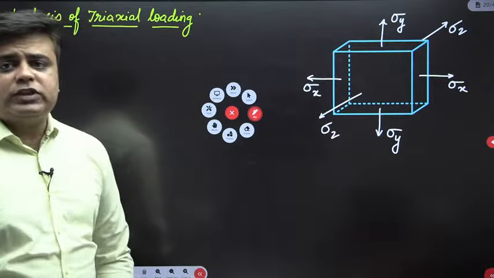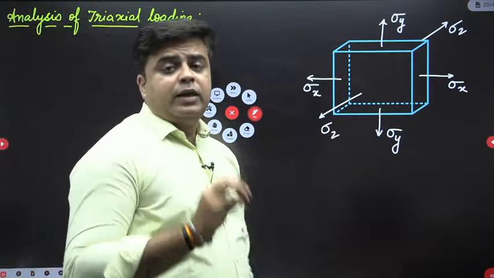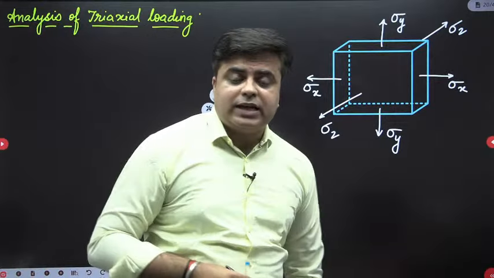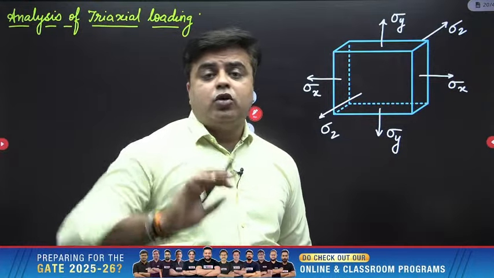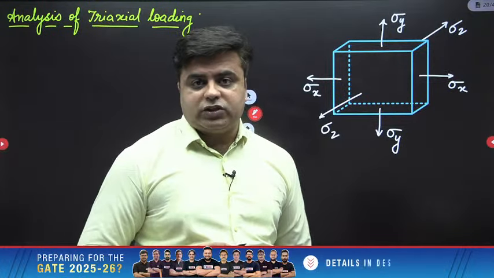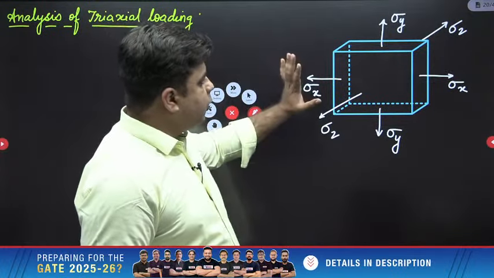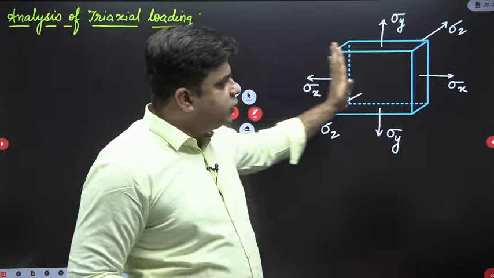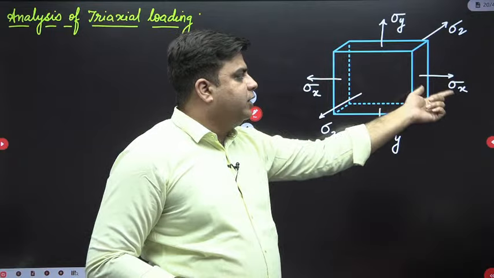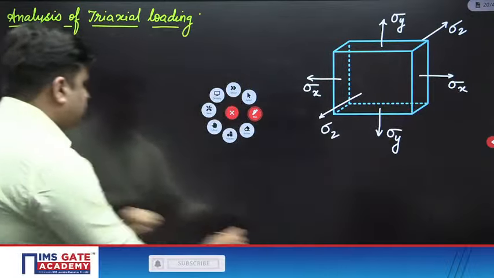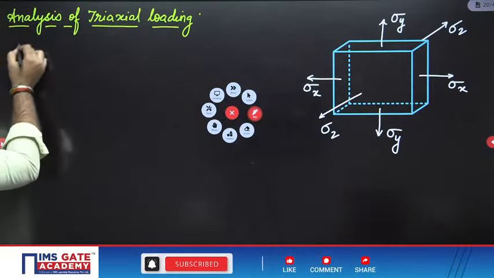Usually, which type of question can you expect from here? They will ask you strain along x direction, strain along y direction, strain along z direction, or they can even ask you the volumetric strain. So how to write it down? First of all, to write strain along x direction, just observe how much strain this sigma x will cause. So I will write like this, strain along x direction.